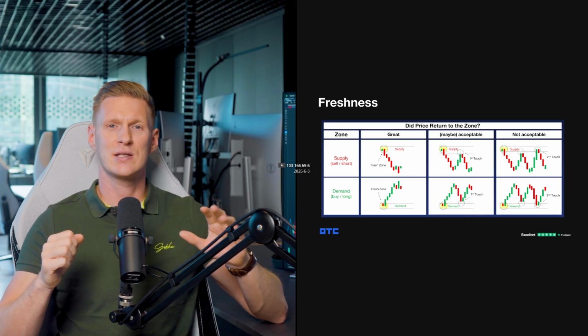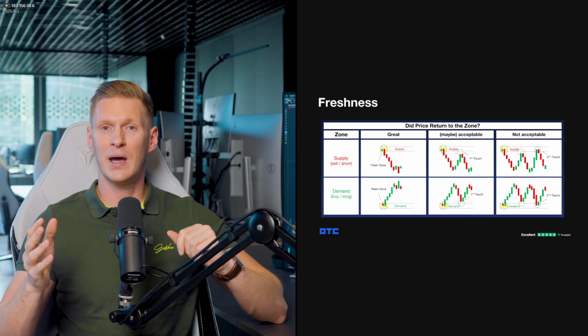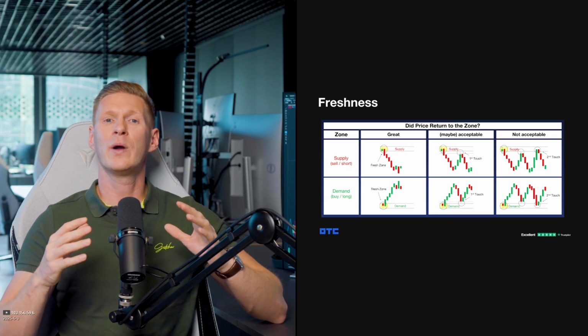Trading the second touch significantly reduces the likelihood of success, as the imbalance in the zone has already been largely resolved. The key takeaway here is simple. The fresher the zone, the higher the probability of success. Untouched zones are more likely to contain significant unfilled institutional orders, giving you the edge needed for consistent, low risk, high reward trades.